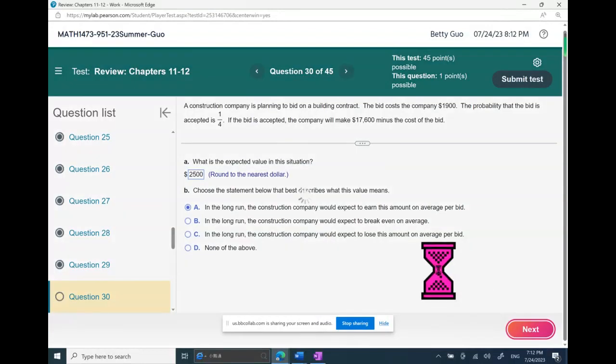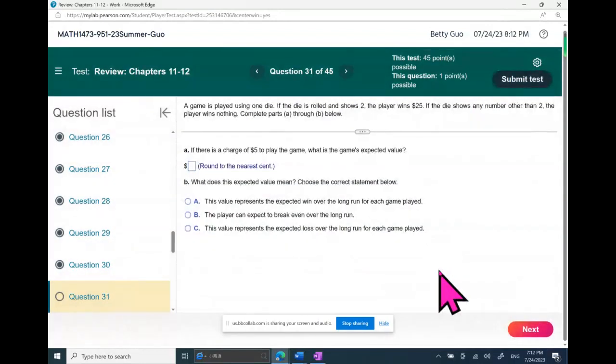All right. So next. If you see me make any calculation mistake, please let me know. Question number 31. A game is played using 1 die. If the die is rolled and shows 2, player wins $25. If the die shows any number other than 2, the player wins nothing. Complete part A through part B.